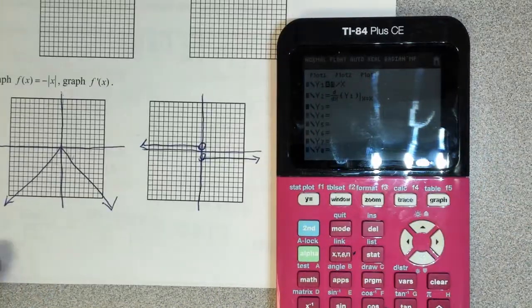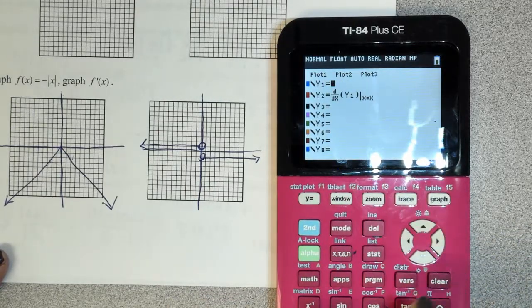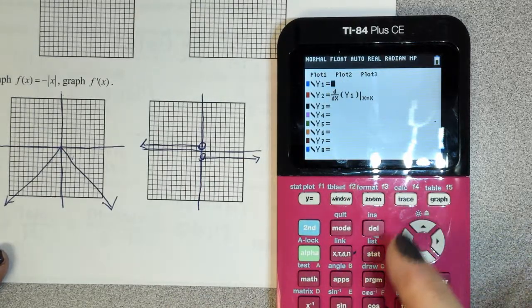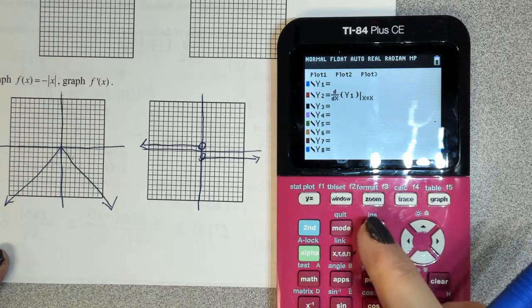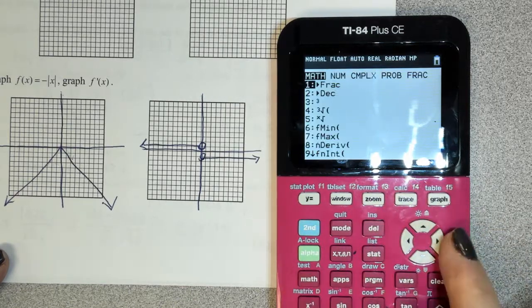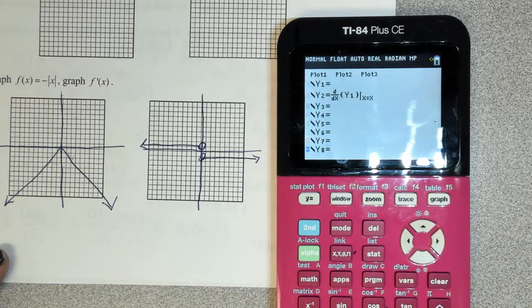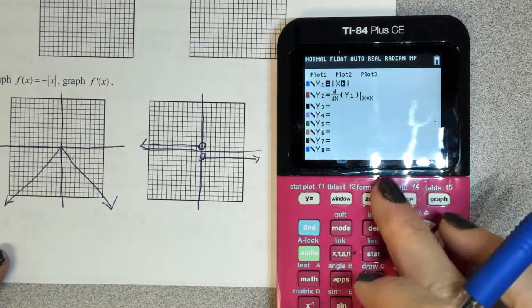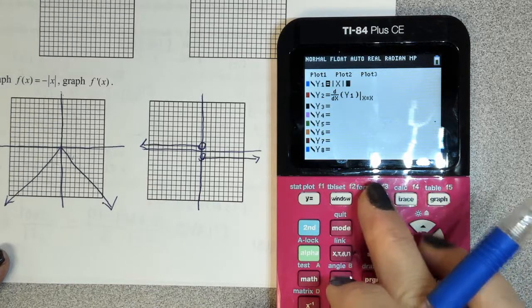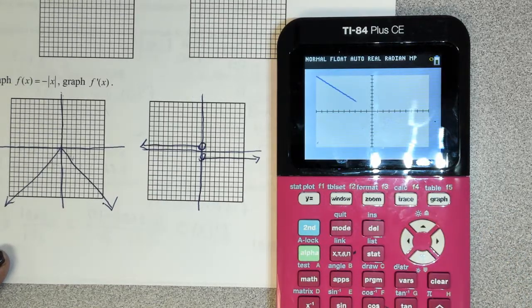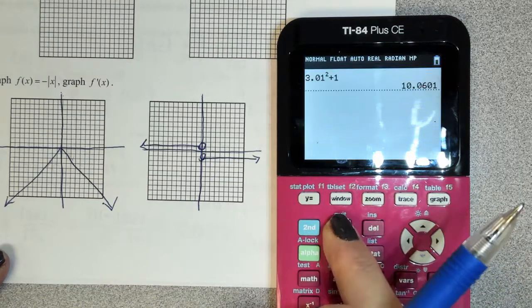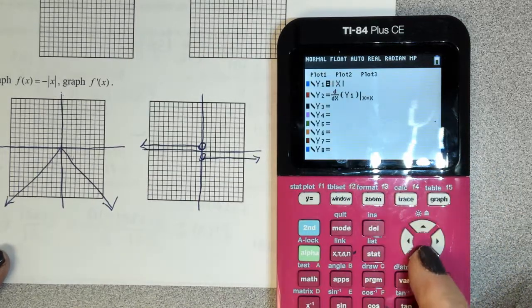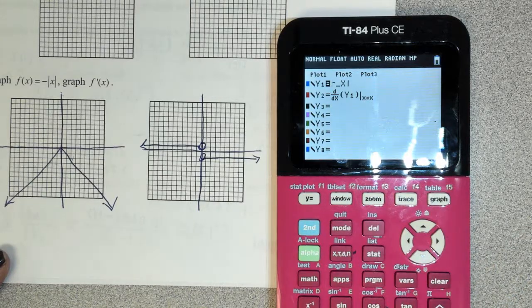Now, let's say we didn't really understand that. Well, we can check it on our calculator. We can go to Math. So if we go to Math, Num, absolute value of X, and now let's graph it. Oopsie. So I have to insert my negative.